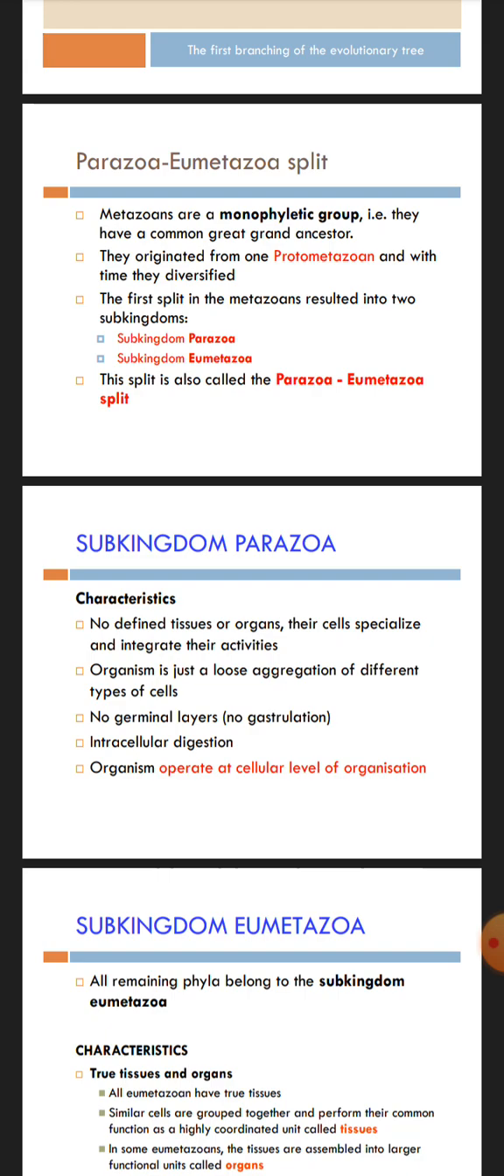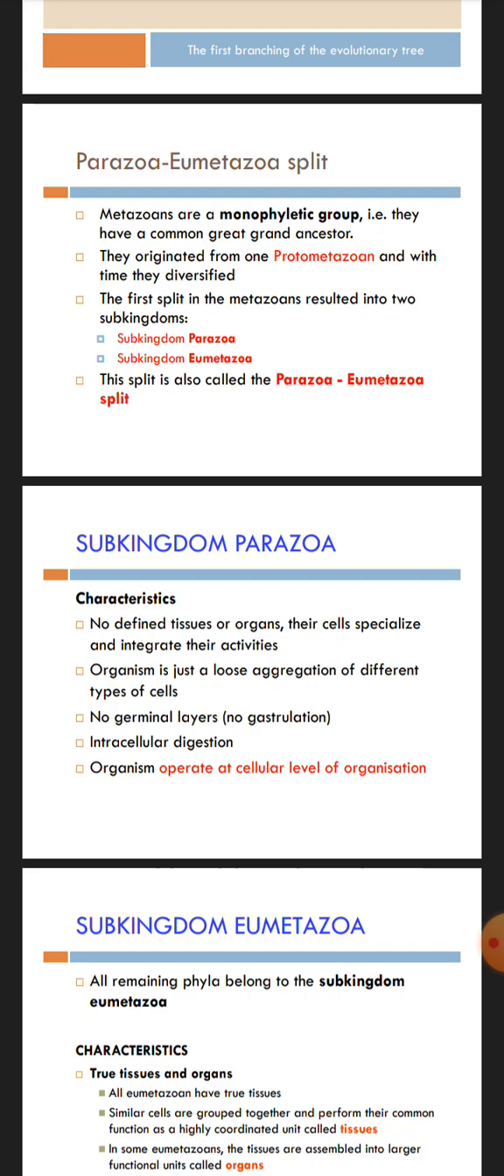So these animals which are under PARAZOA, we can't say that they are tissues. Yes, they're at a cellular aggregation, cellular level, but we can't say that they are colonial cells or individual cells. Why?